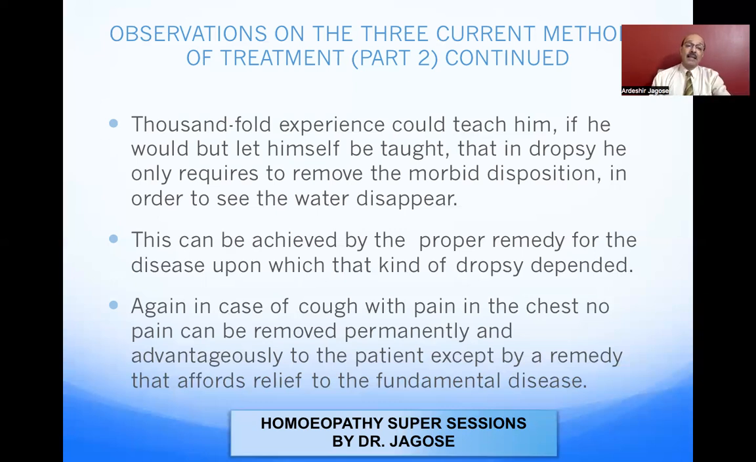So he again reminds us, in the case of cough with pain in the chest, no pain can be removed permanently and advantageously to the patient except by a remedy that affords relief to the fundamental disease. So also in the case of cough with pain in the chest, you have to find out the proper disposition of the patient and then only administer a simple single remedy, and the cough and the pain in the chest would totally disappear.